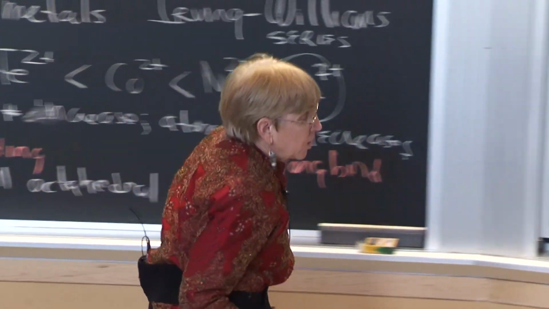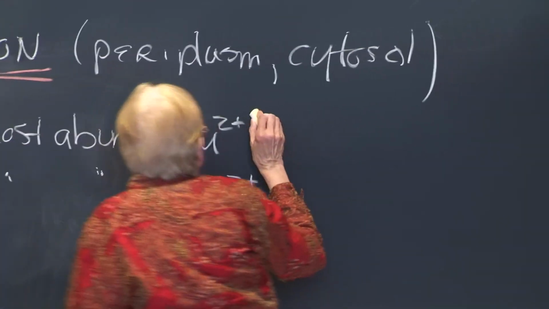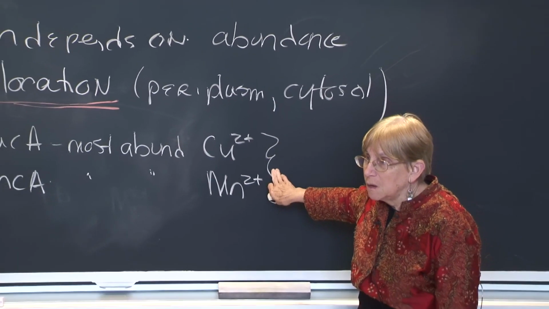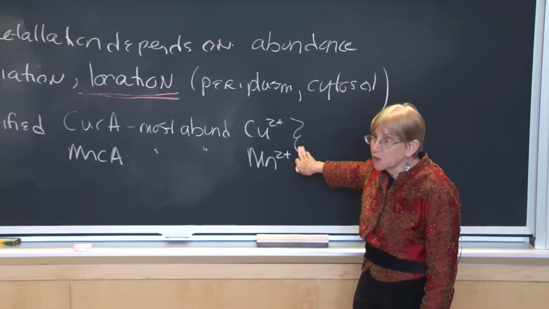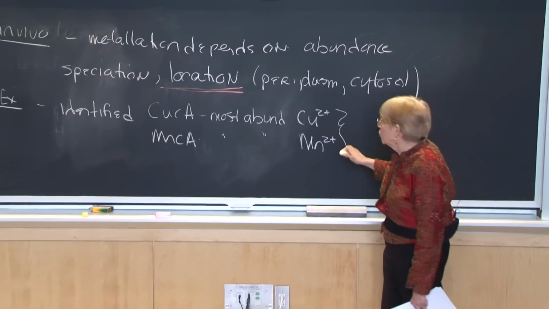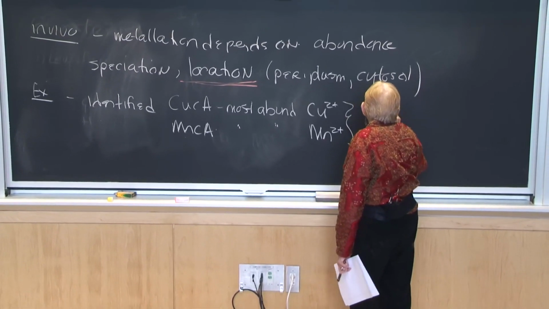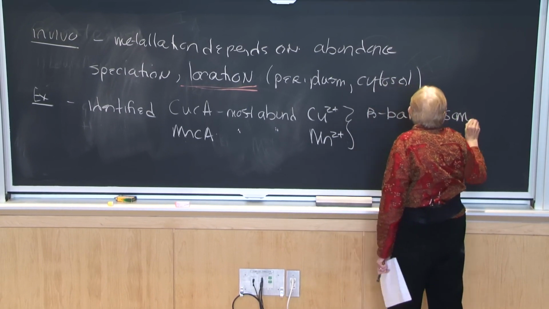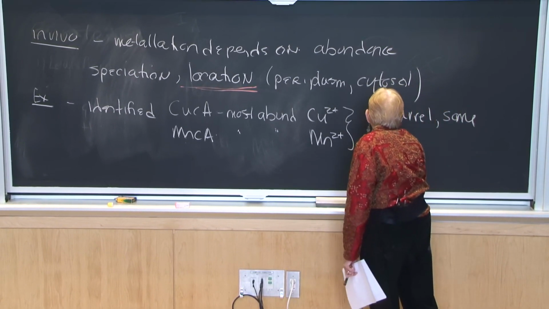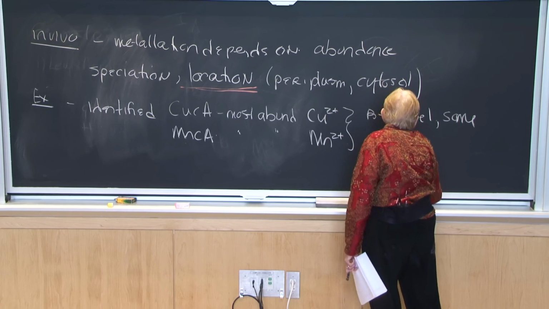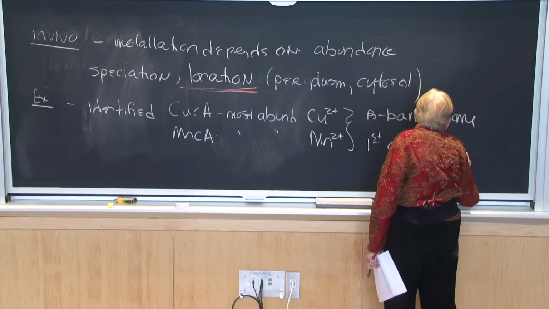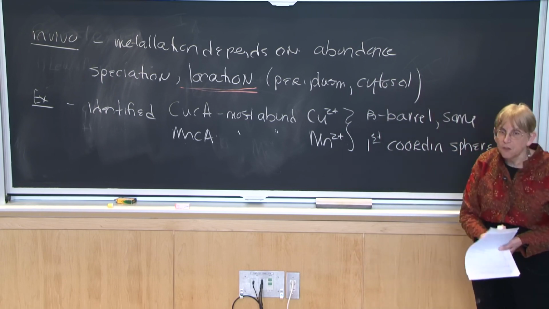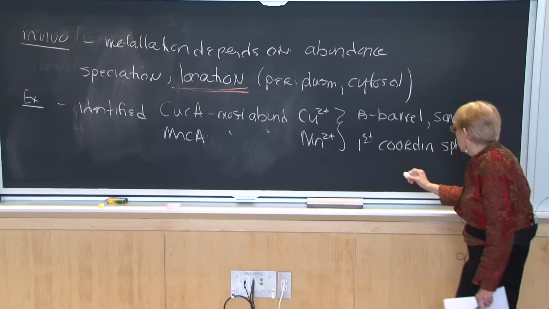And what they found when they studied this system in more detail is the structures of the proteins and the ligands bound to the metals are exactly the same. Okay, so you have a beta barrel in both cases, and you have the same first coordination sphere. Okay, so the first coordination sphere are the ligands directly bound to the metal.